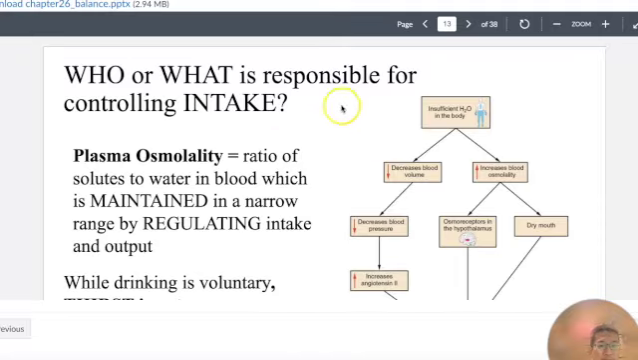So who or what is responsible for controlling your intake? What makes you thirsty? Plasma osmolarity. You guys remember what plasma osmolarity is? Let's dissect this word. Plasma, of course, is the substance in the blood that's floating. Osmolarity, we're mostly talking about the solute, which is, let's just say, salt. Salt content in the blood, so the solute to water ratio in the blood, which is maintained.